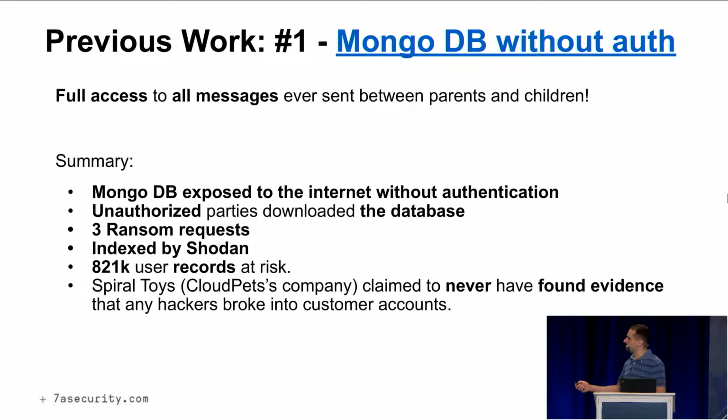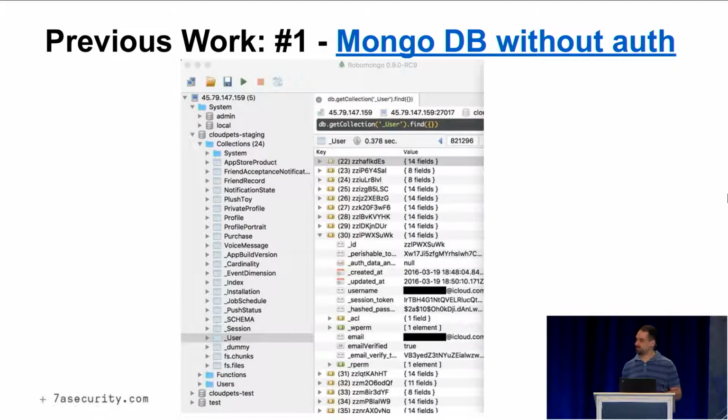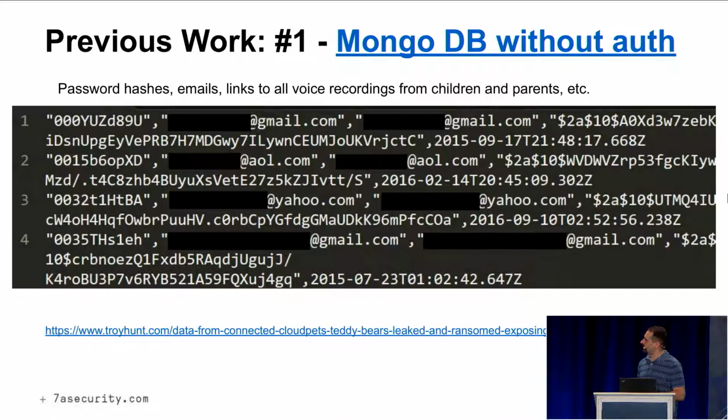They got 3 ransom requests. They were indexed by Shodan, almost 1 million users at risk. And then the funny thing is, the vendor was like always, you know, this vendor thing, like, oh, we never found any evidence and things like this, right? Yeah, so this was funny. This is a screenshot from Troy Hunt's blog post about the database dump. There were emails, password hashes. The hashes, to be honest, were in bcrypt, but because there was no password strength enforcement, you could still crack some passwords.